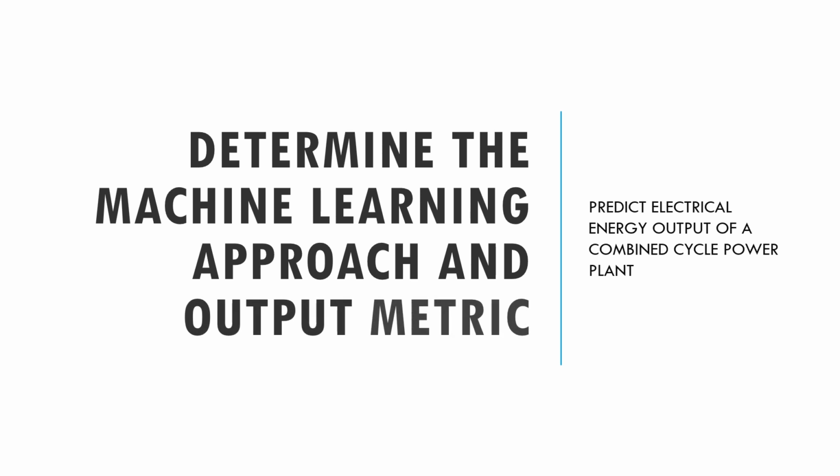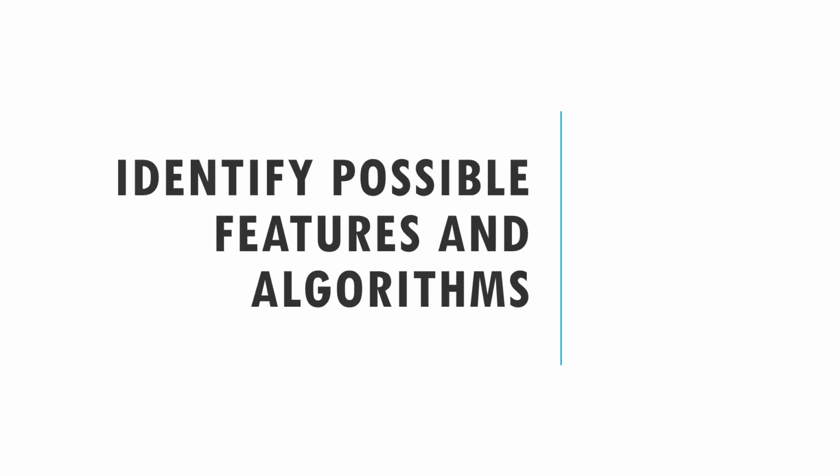The first step in this exercise is to determine the machine learning approach and the output metric on the given dataset. In this project, we will build a model to predict the electrical energy output of a combined cycle power plant, which uses a combination of gas turbines, steam turbines, and heat recovery steam generators to generate power.